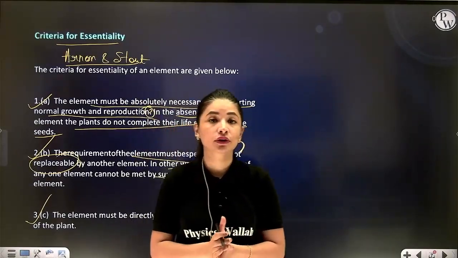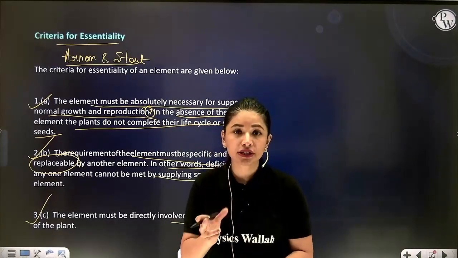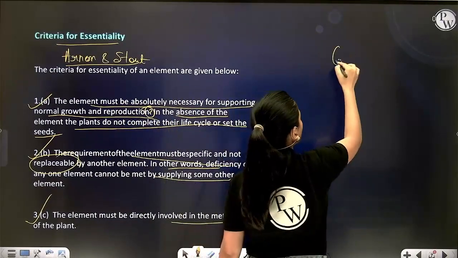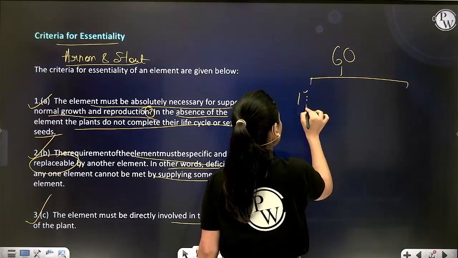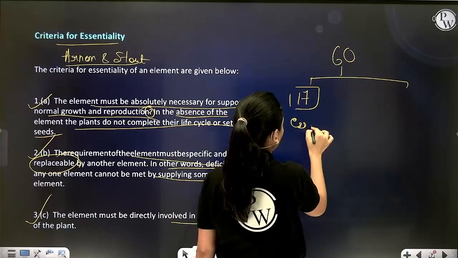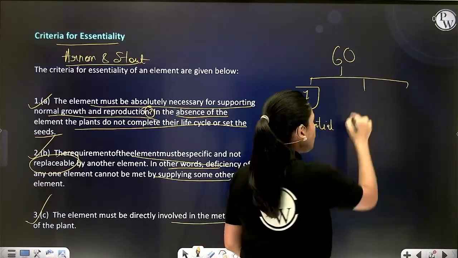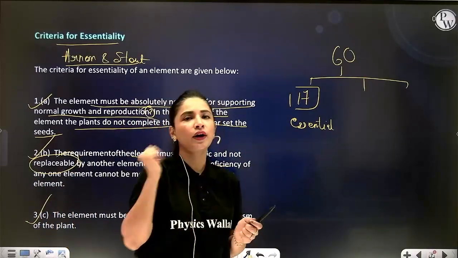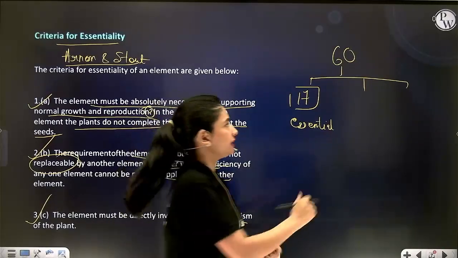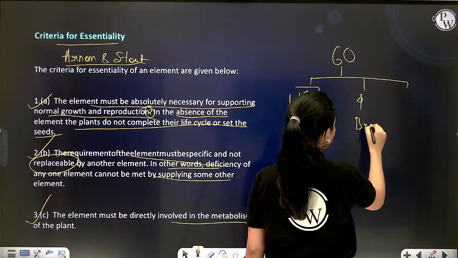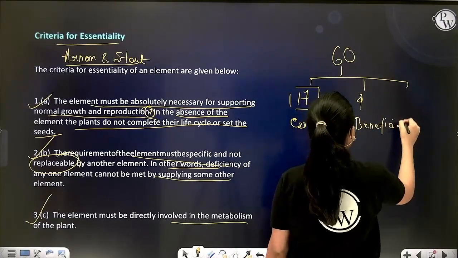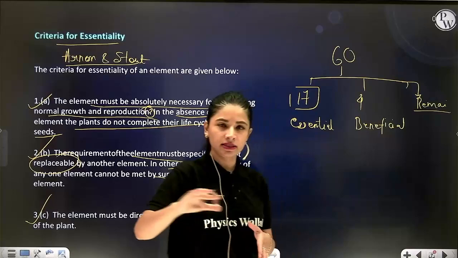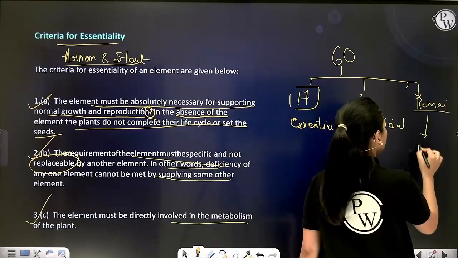These are certain features or criteria on the basis of which we judged the 60 elements found in the plant body, and then we found that out of 60, 17 elements are essential. 4 elements are such which are neither non-essential nor could qualify the criteria of essentiality. Such elements are known as beneficial elements, and all the remaining ones are non-essential.